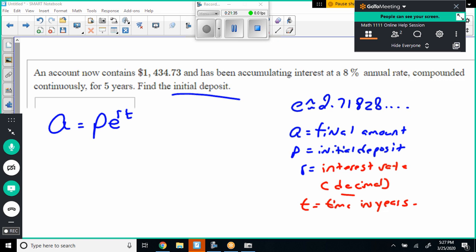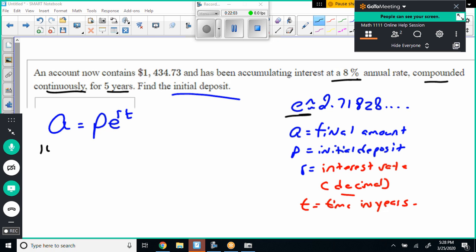Alright, okay, so let's look and see what we've got. We've got an account that now contains $1,434.73. It's been accumulating 8% interest annually, compounded continuously. That means it's going to be an e, right, for 5 years. Find the initial deposit, right?